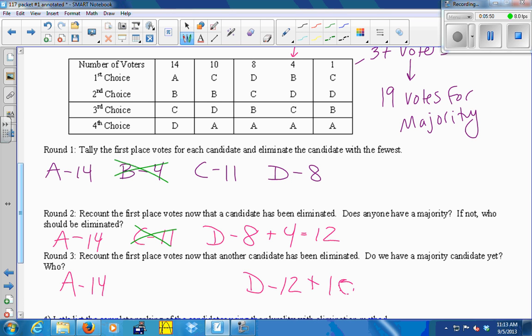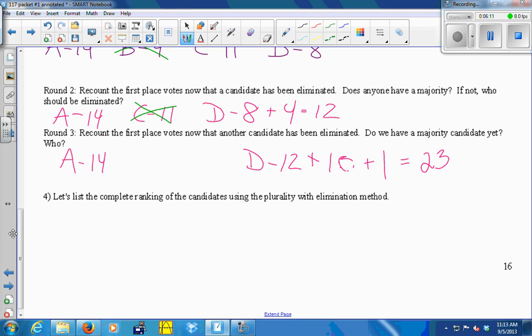And then there's one more first place vote for C that would also go to D, right? C's gone, so you go to their next choice, also goes to D. So A has 14 and D has 23. 23 is more than 19, so D is the winner. We have a majority.